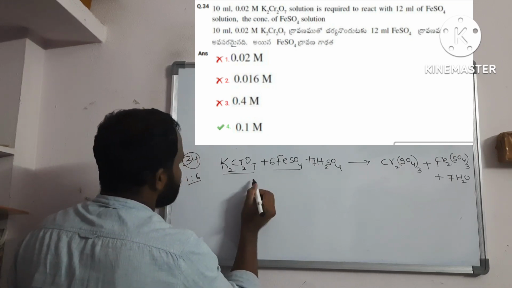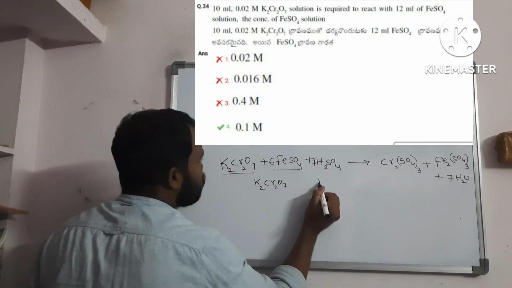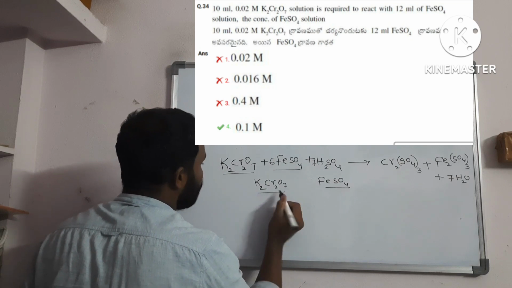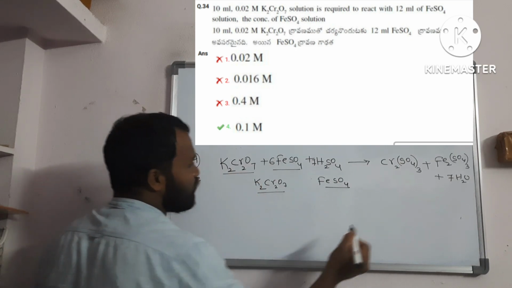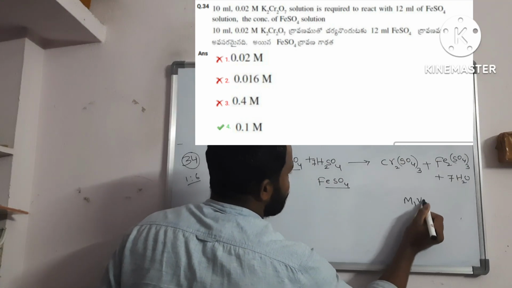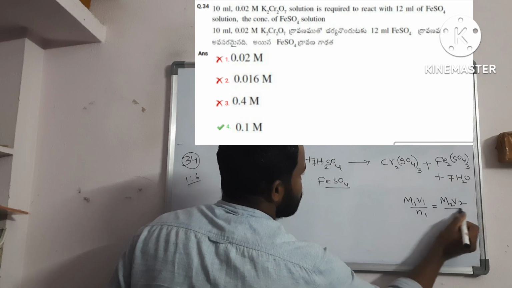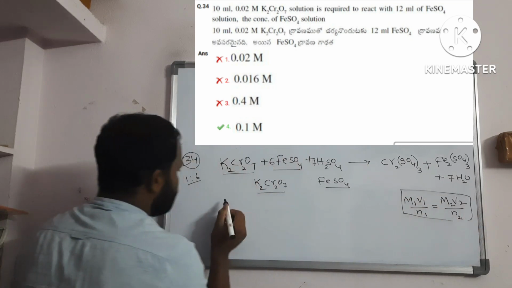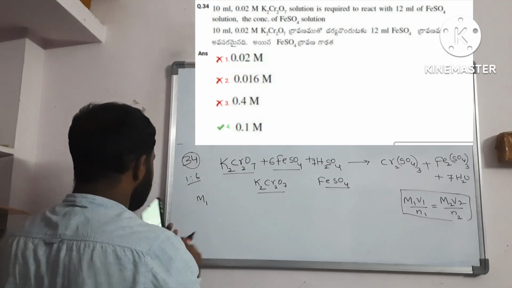If I write to find the K2Cr2O7 and FeSO4 molarity, we have to find the FeSO4 molarity. So what is the general molarity formula? M1V1 by N1 is equal to M2V2 by N2. So this is the formula I am going to take. M1 is given, right? What is the M1? So I am writing here.